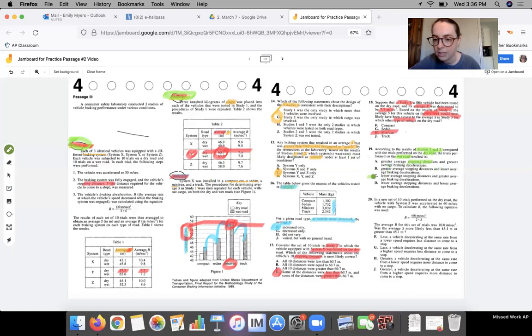So it's either C or D. And if you were running out of time, just pick one and keep going. If you get a 50-50 shot, you don't lose points if you get the wrong answer.